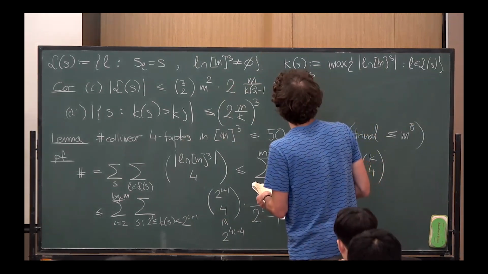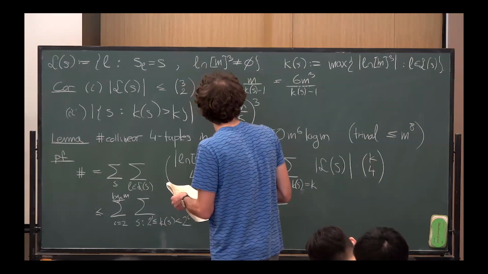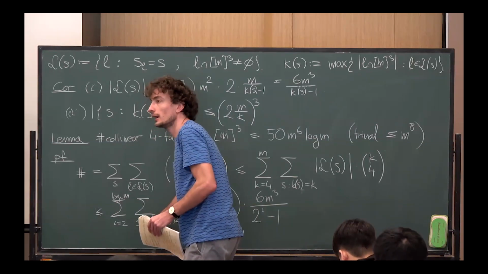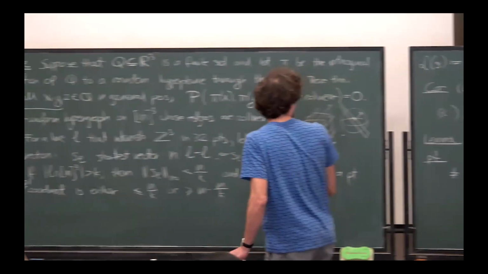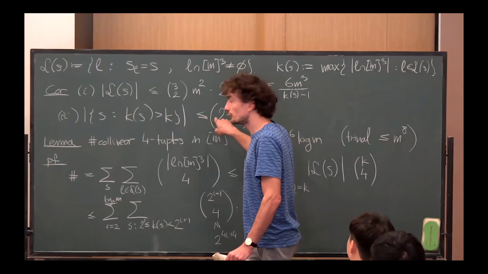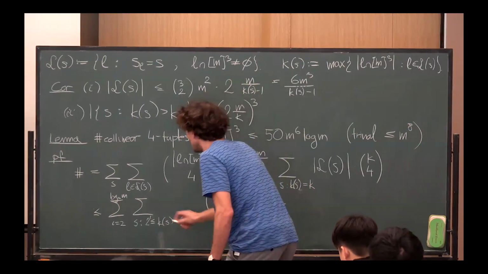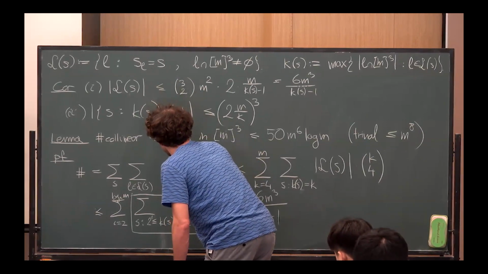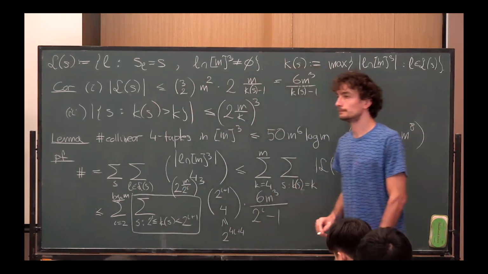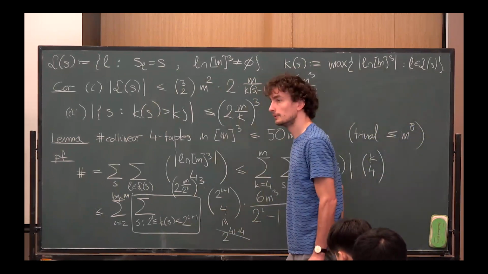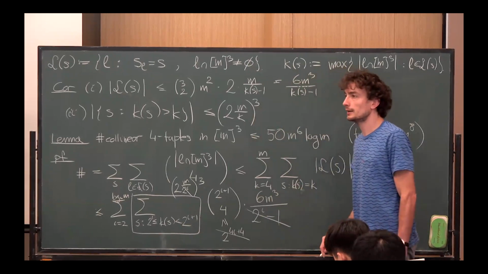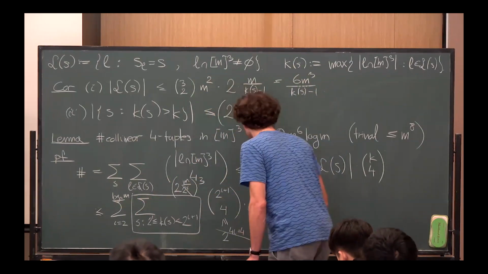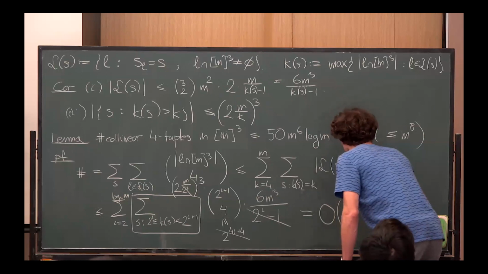Sorry, one second. We still need to count how many s's there are whose k of s is at least 2 to the i. But we said that the number of such s's is at most twice m over k cubed. So the size of this sum is twice m over 2 to the i cubed. So now we have 2 to the 4i, 3 times 2 to the i, and another 2 to the i. The only thing that survives is m cubed and m cubed, and the sum of logarithmic length. So this will be big O of m to the 6 times log m.